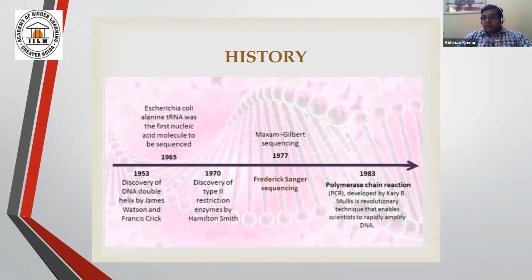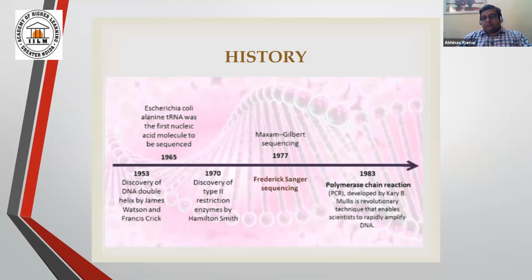In 1970, restriction enzyme type 2, which is widely used in all the laboratory purposes, was discovered. Then this Maxam Gilbert sequencing and Sanger sequencing, they all come in the late 70s. And in 1983, with the discovery of PCR, the whole method becomes very simple, because now the small fragments can be generated very easily, and the whole process becomes simplified.